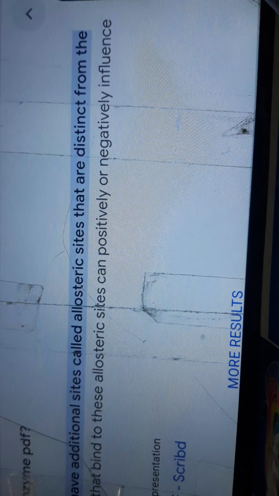So what is an allosteric enzyme? Allosteric enzymes have additional sites called allosteric sites that are distinct from the active site. Effectors that bind to these allosteric sites can positively or negatively influence the enzyme's activity. What is allosteric inhibition also known as? Allosteric inhibition is also called feedback inhibition because in feedback inhibition, the end product of a reaction binds to the allosteric site of the enzyme, leading to inactivation of the enzyme, thereby producing a lesser amount of products.